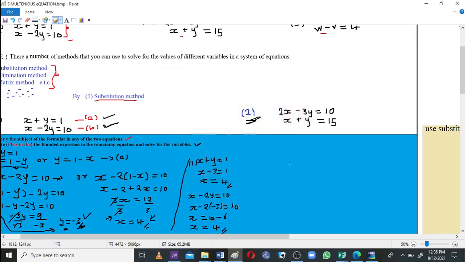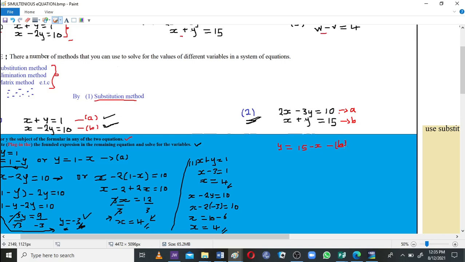Remember, you choose from your equations, either the first one or the second one, whichever is easier for you to express one variable in terms of the other. So equation B will be easy for us. This time let's make y the subject of the formula, and what you are going to have is y equal to 15 minus x. This is what you have from equation B.